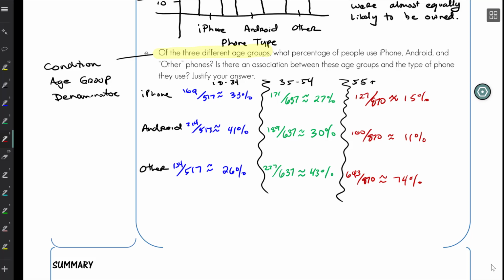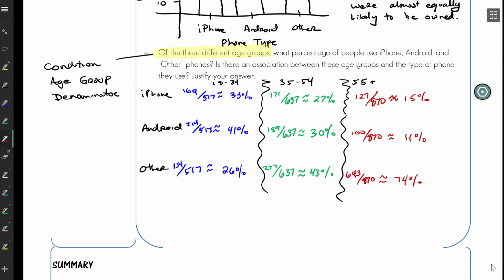Alright, so here is our conditional distribution numerically. What we've done is we've calculated the percent of each different age group, what type of phone they use. And we see that 33% of 18 to 34-year-olds are going to use an iPhone, whereas only 15% of anybody 55 and up are going to use an iPhone. Okay, and that gets even more pronounced, that difference, when we start to look at Android. In the younger age group, 18 to 34, 41% own an Android, but in the older group, only 11%.